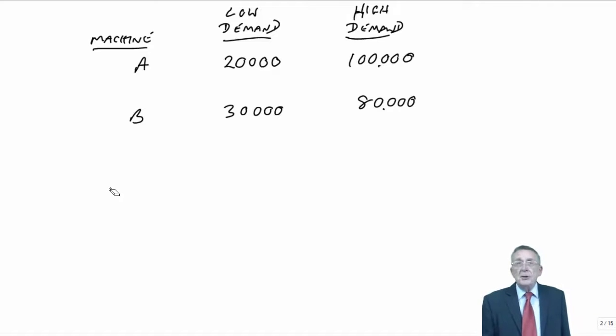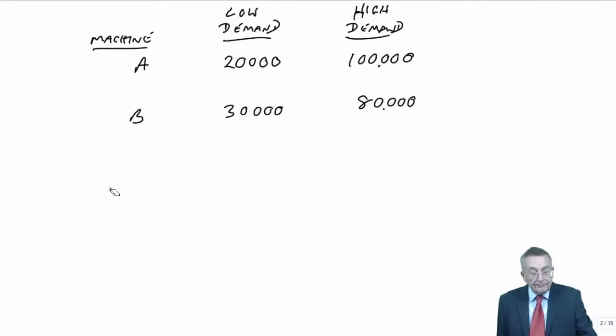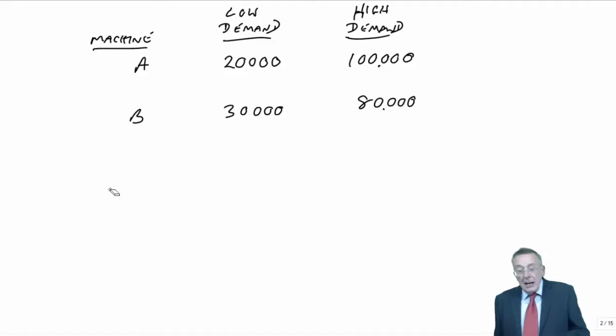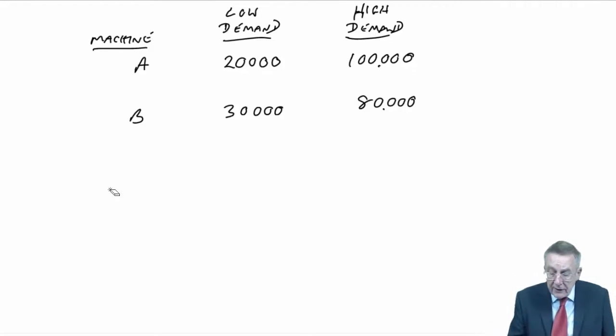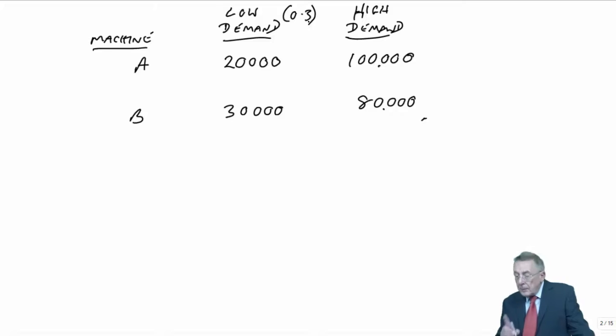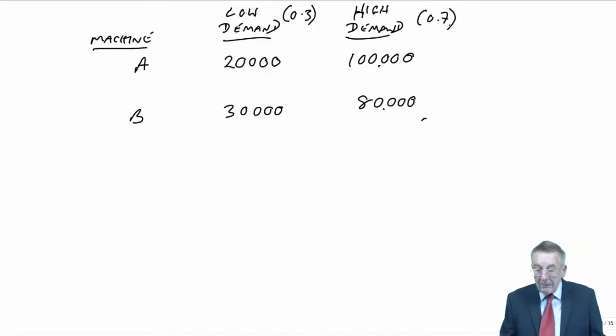I've already effectively told you two ways we might make the decision, but let me show you a third. So as we've got that information, but somehow I'd managed to find out the probabilities of the demands being high or low. I've done market research and things. And I think the probability of demand being low is 0.3. And the probability of demand being high is 0.7.